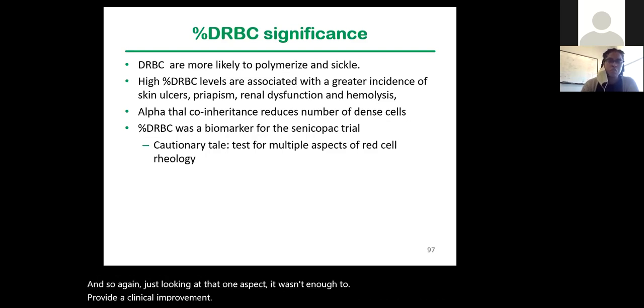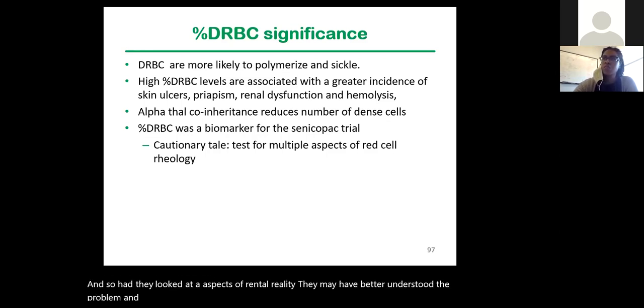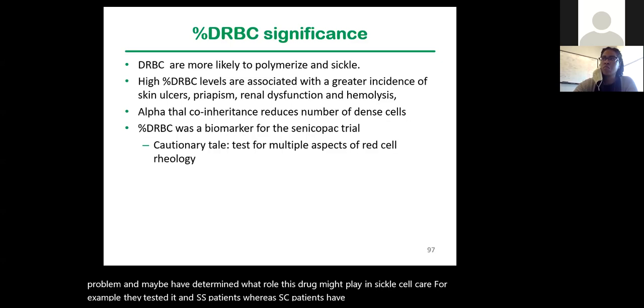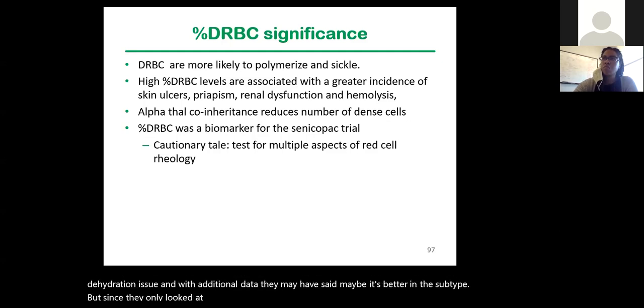And so had they looked at a variety of aspects of red cell rheology, they may have better understood the problem and maybe have determined what role this drug might play in sickle cell care. For example, they tested in SS patients, whereas SC patients have more of a dense cell red cell dehydration issue. And with additional data, they may have said, oh, maybe it's better in the subtype. But since they only looked at SS and only dense red blood cells, they got a negative result, and it all stopped there.